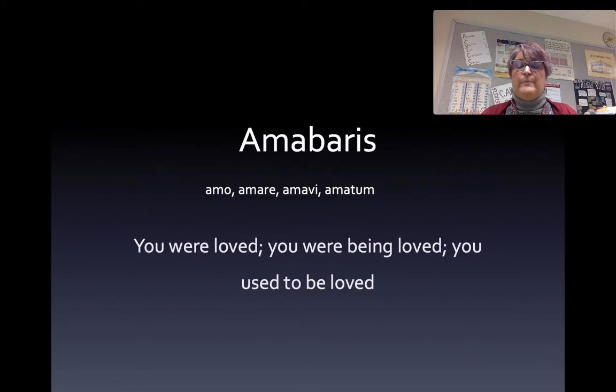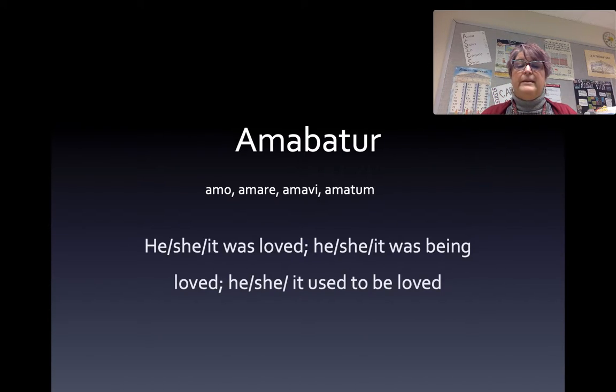Here's the same verb, but now I have a different subject. So you were loved. Again, same verb, but different subject. Here the subject is he, she, or it. Was loved or used to be loved.